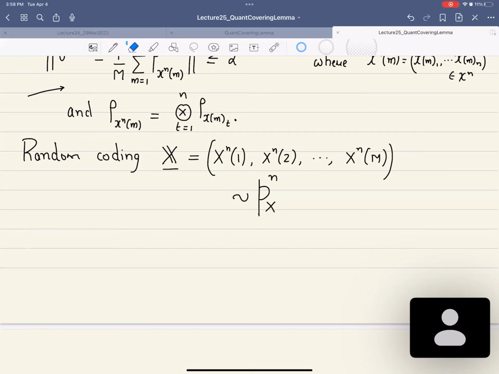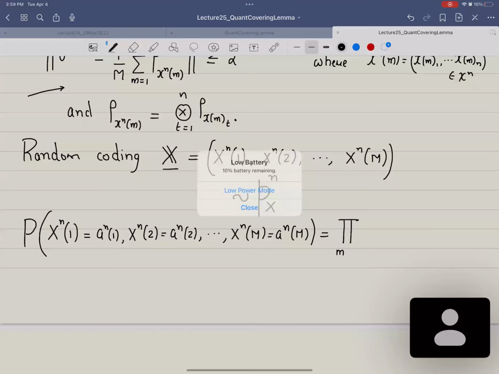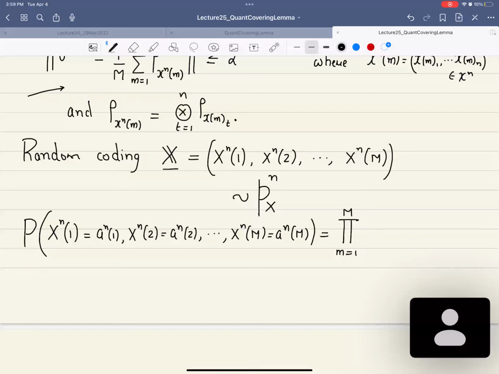Okay. So in other words, the probability that I have ended up choosing the collection, so the probability that x^n(1) is say a^n(1), x^n(2) is say a^n(2), up to x^n(M) is say a^n(M). They're all mutually independent. So I'm going to take the product from m equal to 1 through capital M. Hold on, I'll just correct the power.